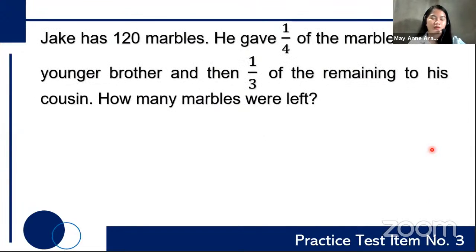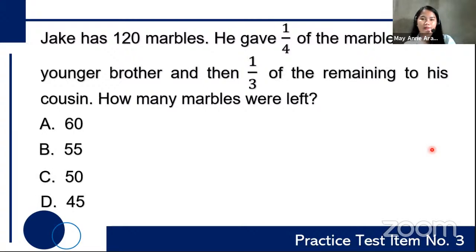Next. Jake has 120 marbles. He gave 1/4 of the marbles to his younger brother and then 1/3 of the remaining to his cousin. How many marbles were left? A, 60. B, 55. C, 50. And D, 45.